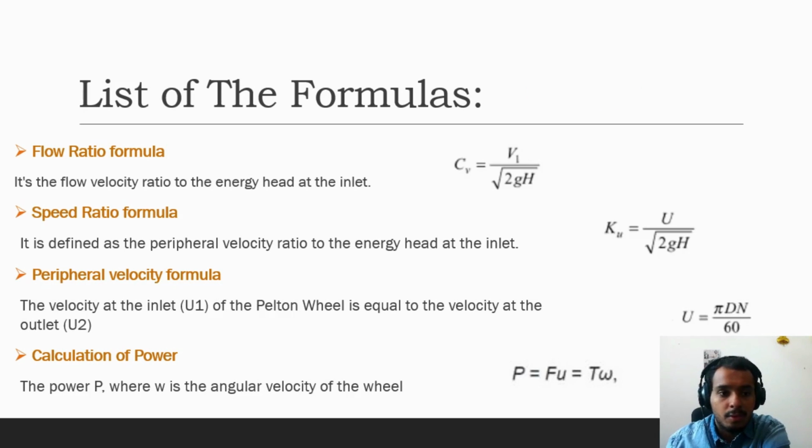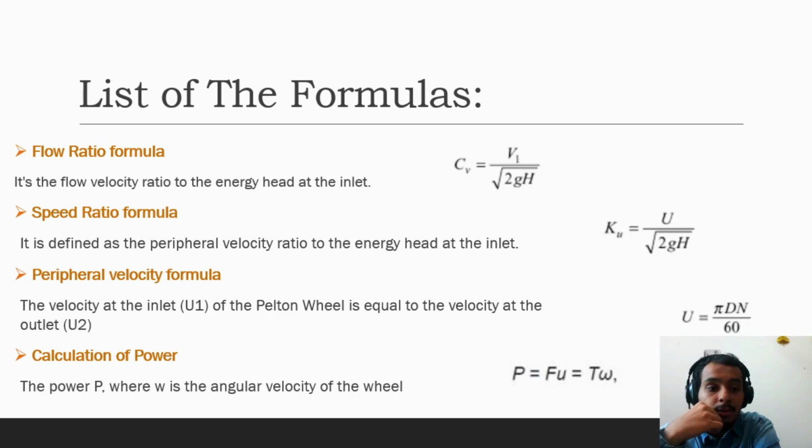There is the flow, the speed, the peripheral, the formulas, and the calculation of the power. The flow ratio formula: the flow velocity ratio is that to the energy at the inlet. You can see from the equation. And the speed ratio, it is defined as the peripheral velocity ratio to its energy head at the inlet.